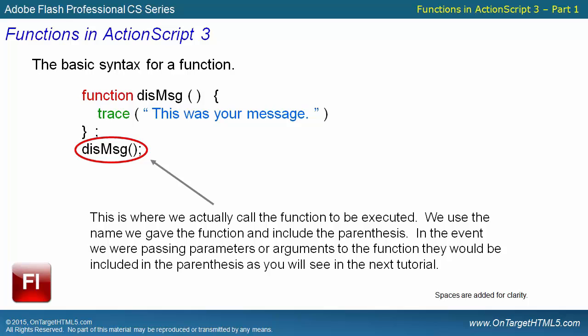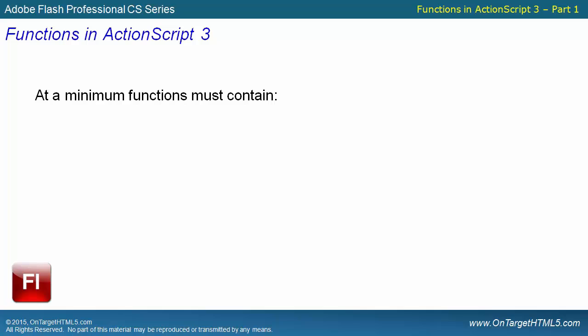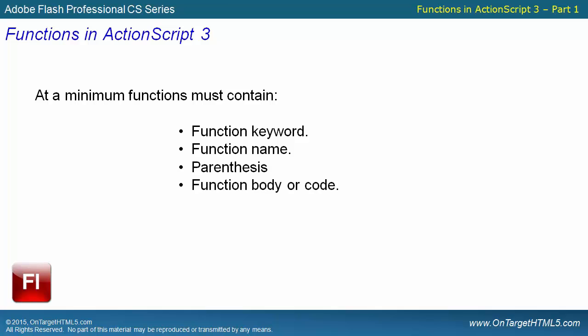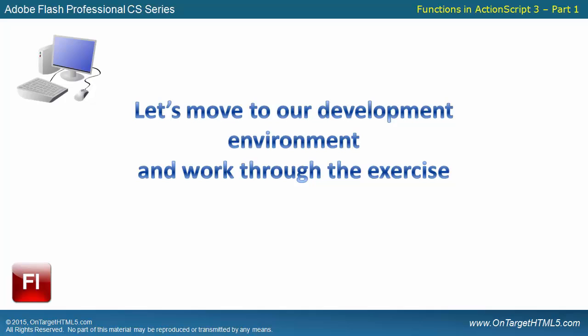This is where we actually call the function to be executed. We use the name we gave the function and include the parentheses. In the event we're passing parameters or arguments to the function, they'd be included in the parentheses, as you'll see in the next tutorial. At a minimum, functions must contain the function keyword, the function name, parentheses, and the function body or code. Okay, so let's go ahead and move into our development environment and work through the exercises.